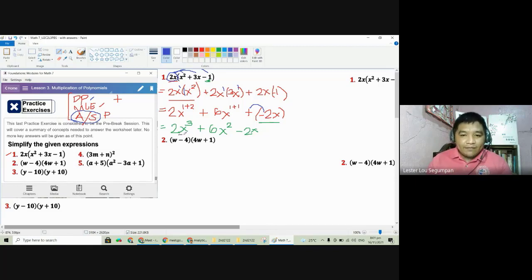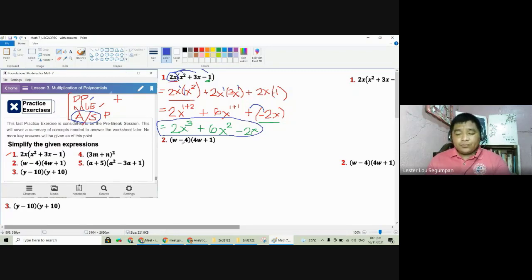So even if they have same variables here, since their exponents are different, 3, 2, and definitely we have 1 here, that would mean that we can no longer add any of the exponents here, and that would mean that this is our final answer. So this is just a process of multiplying polynomials.